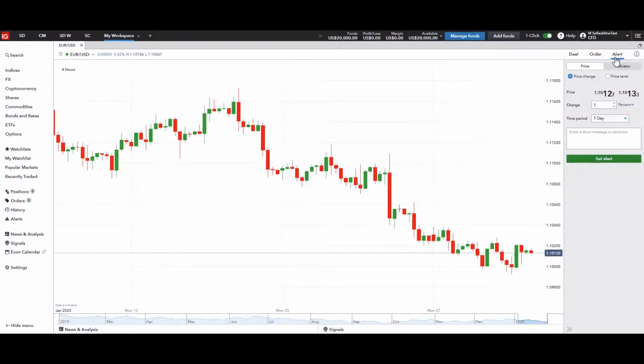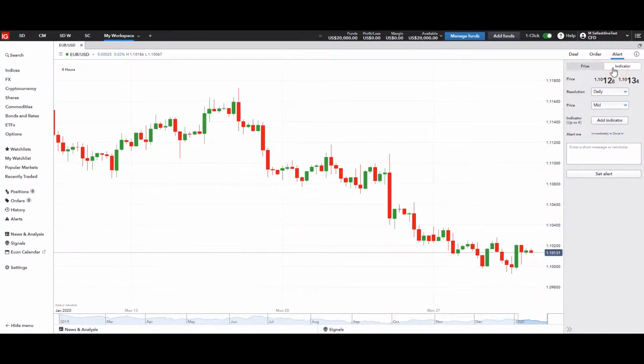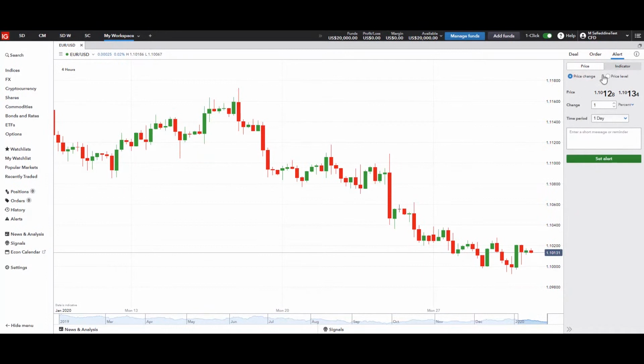Here there are multiple ways to set up an alert. You can either do it by price, or you can do it if a certain indicator, for example, is crossing over price or over another indicator. But let's go back to price, and there are two types. You see a price level, and this one's quite straightforward.